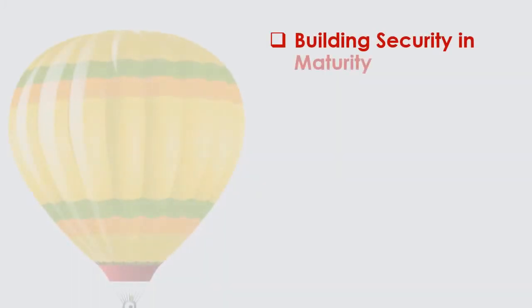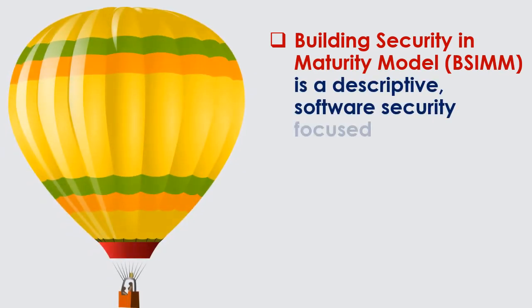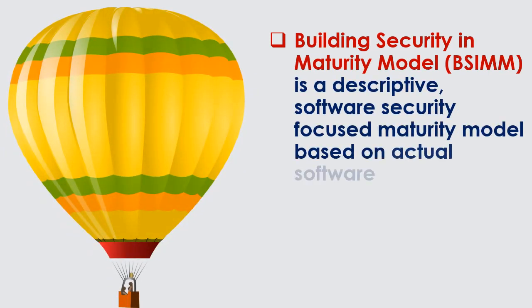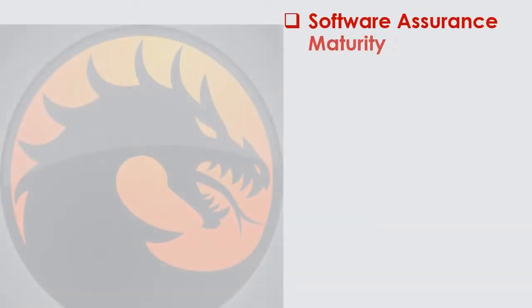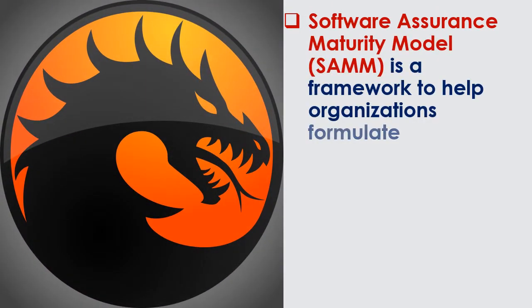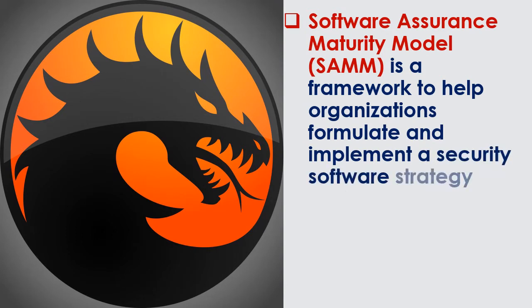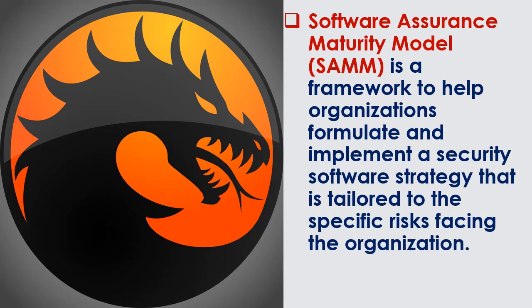Building Security in Maturity Model, BSIMM, is a descriptive, software security-focused maturity model based on actual software security initiatives. Software Assurance Maturity Model, SAMM, is a framework to help organizations formulate and implement a security software strategy that is tailored to the specific risks facing the organization.